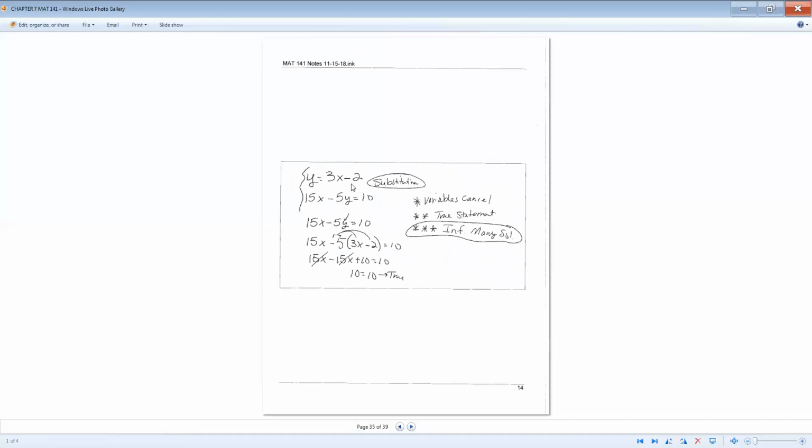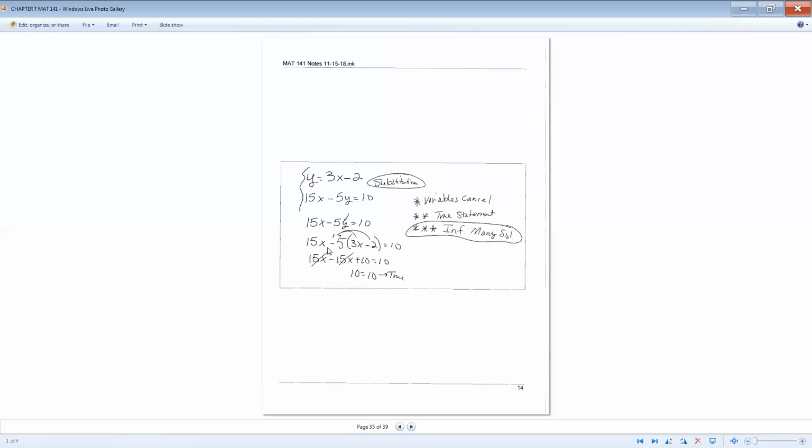Next one, since I have y equal to 3x minus 2, I decided to use the substitution method because I have one of my variables already solved for. So I would take 3x minus 2 and plug it into the other equation where y is. So 15x minus 5y equal to 10. Substitute 3x minus 2 for the y. So it's 15x minus 5 times 3x minus 2 equal to 10.